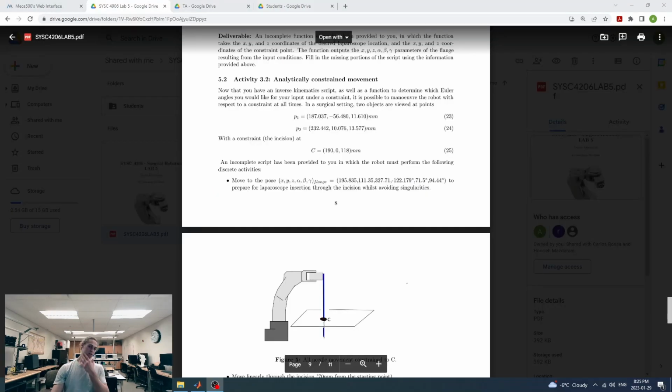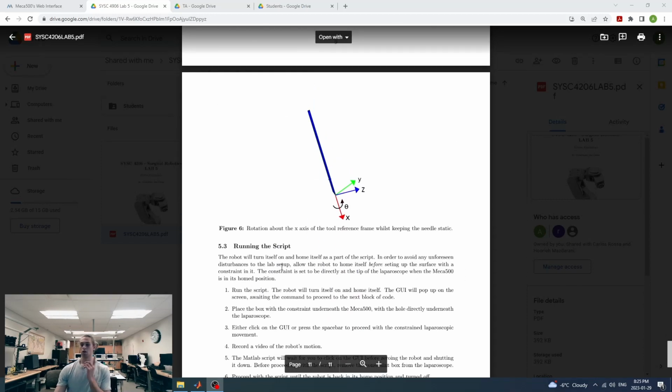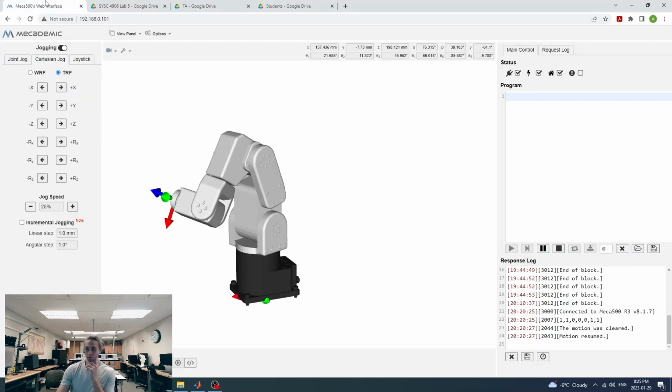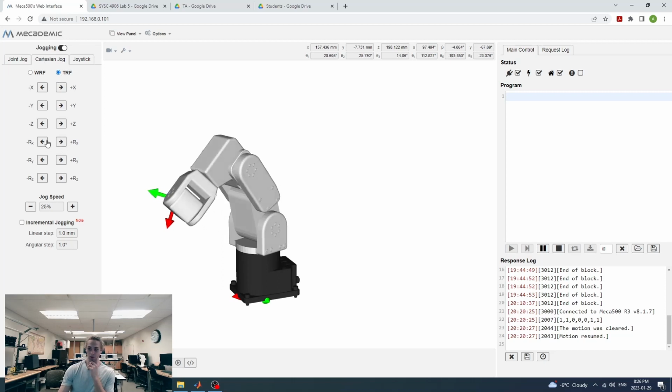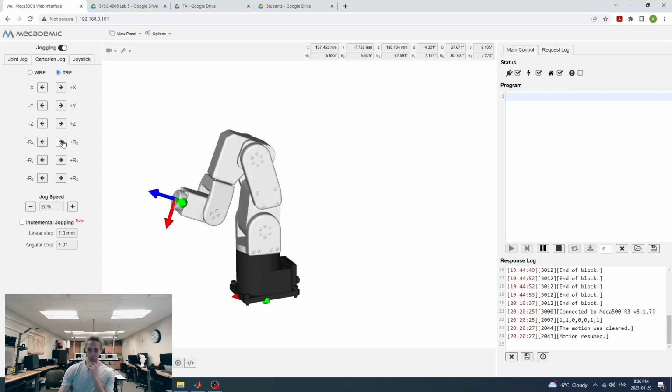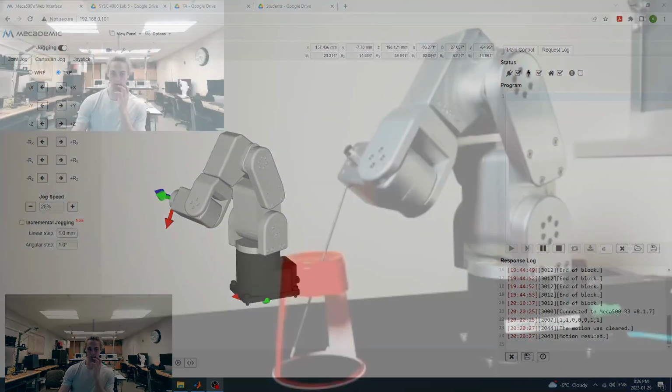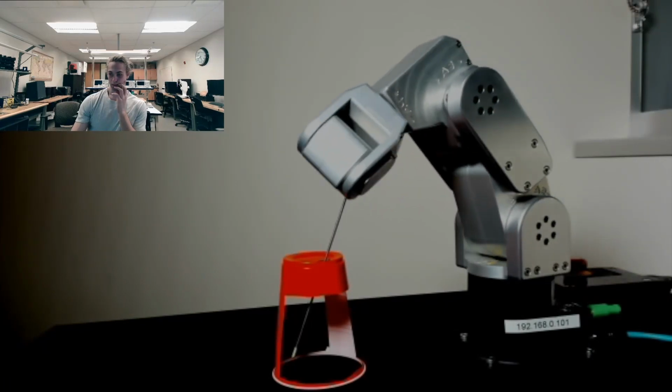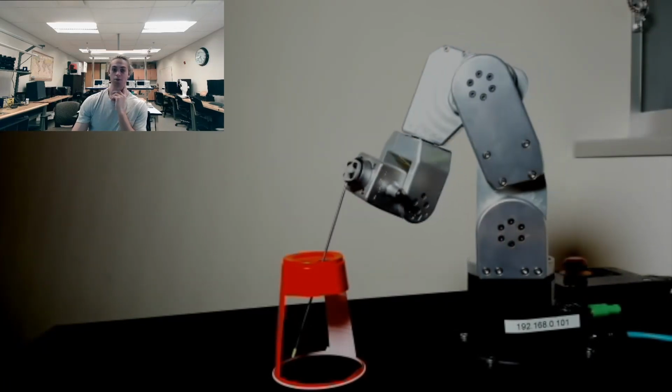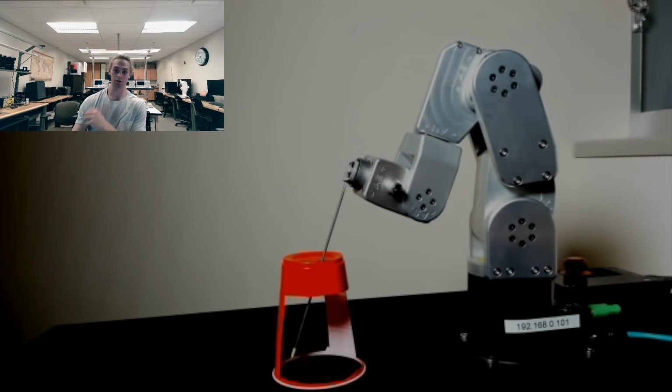For the next part of activity 2, or activity 3, I guess, we're going to want to rotate the robot about the x-axis of its tool reference frame, like so. And this is how we can do it in the web interface. We can just connect, and in the Cartesian jog, selecting the tool reference frame, we can rotate about Rx, like this. And this is what it looks like with the robot. So you'll recognize this from the first part of the movement from the script that I just ran.